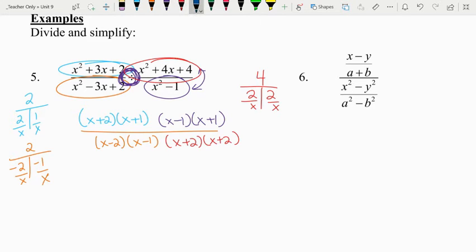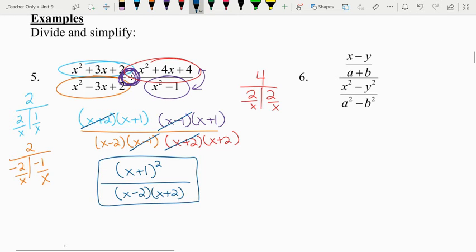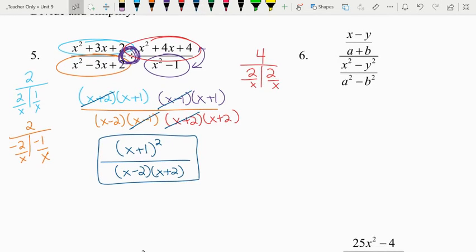Now all we have to do is start crossing things off, right? x plus 2, x plus 2, x minus 1, x minus 1. And the other ones don't cancel. So we're left with x plus 1 squared, or you can write it twice. I'm not picky. And we have x minus 2 and x plus 2. Remember, if they ever ask for our undefined values, it would be at 2 and negative 2. x cannot equal 2 and negative 2.